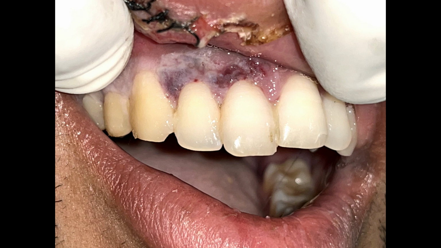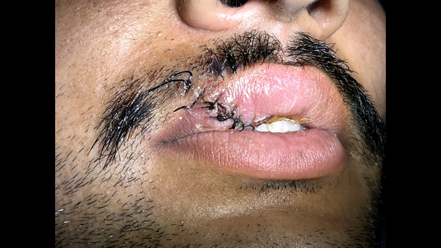So the patient will come after 3 days now for the follow-up, and I'll have a few more pictures clicked after that, and we have to remove the sutures after 7 to 8 days, starting from the very first day. You can see this is the healing of the lip sutures after 5 days of treatment, and it is doing quite well.